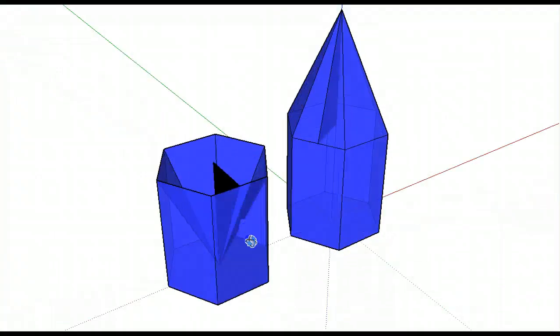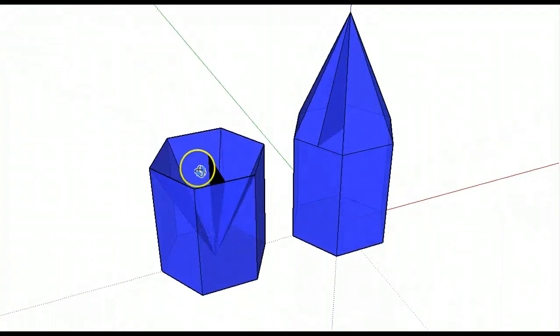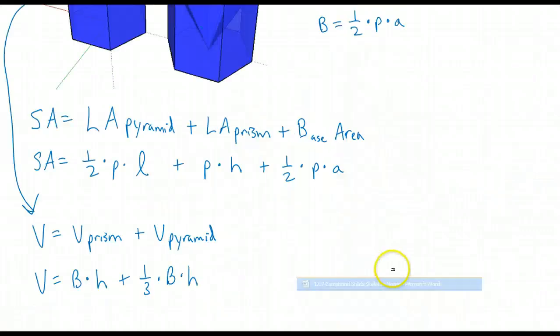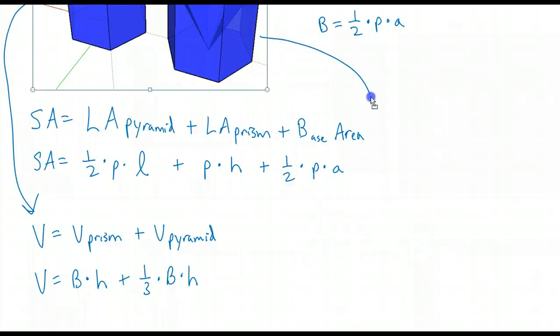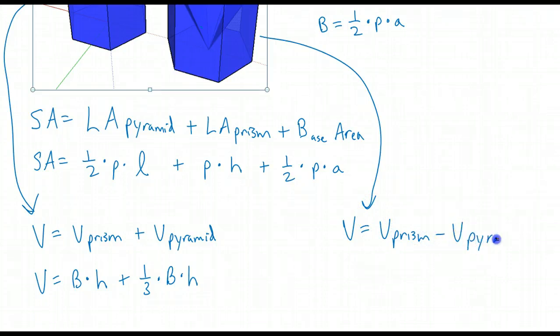The volume of my second shape, instead of adding my pyramid, I'm going to want to subtract the volume of my pyramid. So my formula is going to look very similar. The difference will be a subtraction sign. So the volume is going to be the volume of my prism minus the volume of my pyramid. So the volume is going to be base area times height minus 1/3 base area times height.